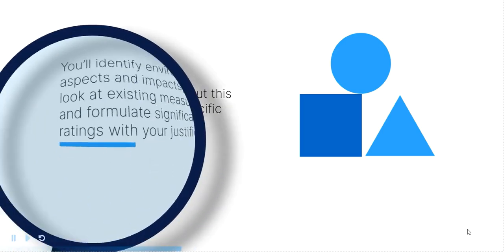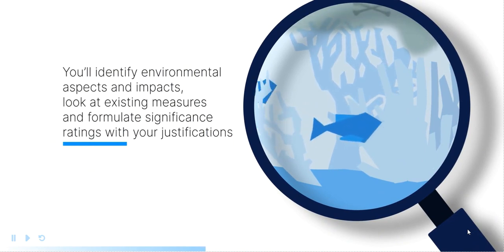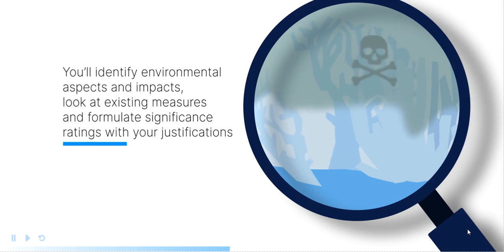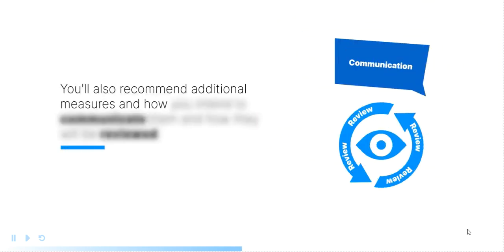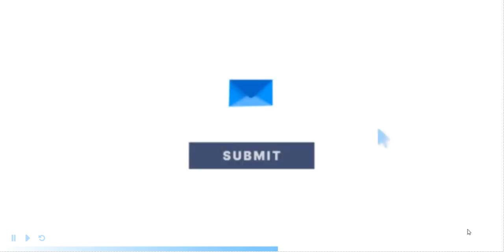Within this assessment, a visual inspection of the workplace will take place. You'll identify environmental aspects and impacts, look at existing measures, and formulate significance ratings with your justifications. You'll also recommend additional measures and how you intend to communicate them and how they will be reviewed.